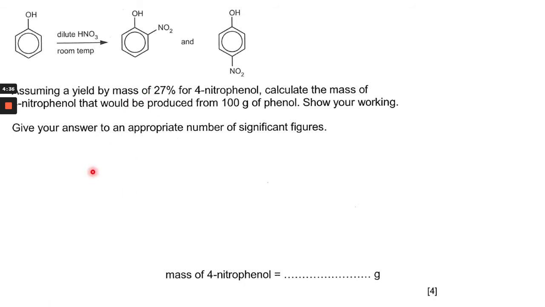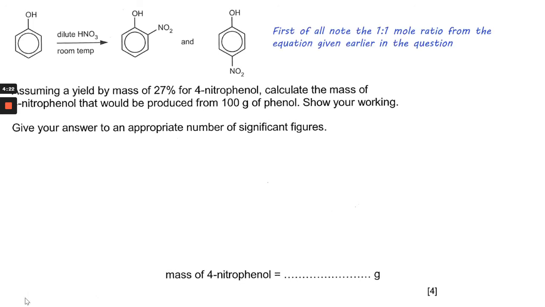So this is from a pack of questions on aromatics, and earlier on in the question, it talked about this equation. So this equation applies to this section of the question as well. So I've taken the equation up to the top of the screen so we know what we're talking about. The reason it's important is because there's a 1-to-1 mole ratio between phenol and nitrophenol. It doesn't matter which isomer we're talking about. So nitrophenol in general, 1 mole of nitrophenol comes from 1 mole of phenol.